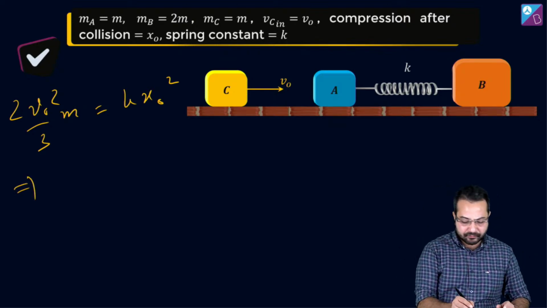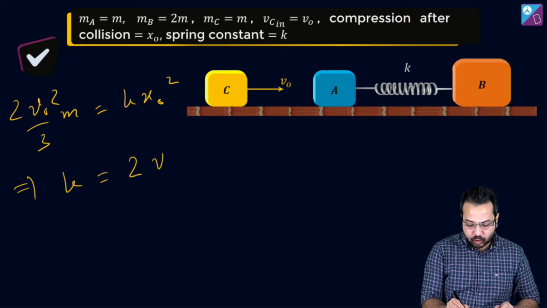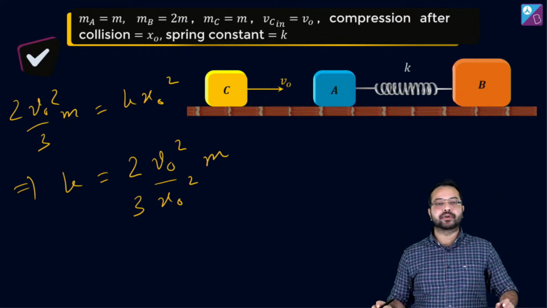And what do you have to calculate? We have to calculate k. So k becomes 2 v naught square upon x naught square, and then we have a 3 here and we have an m over here.